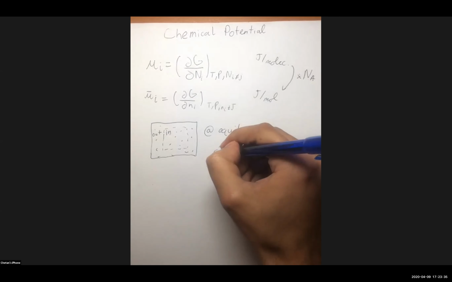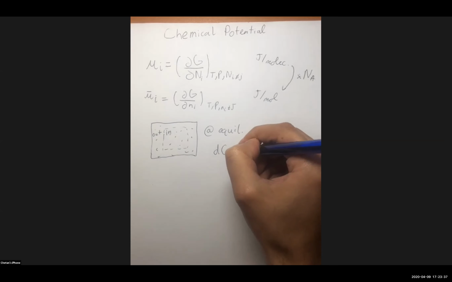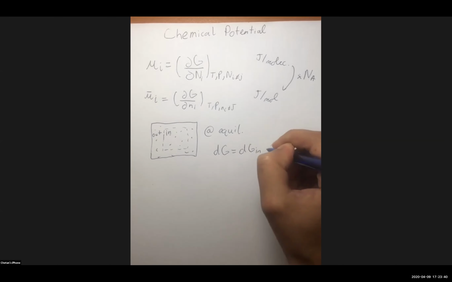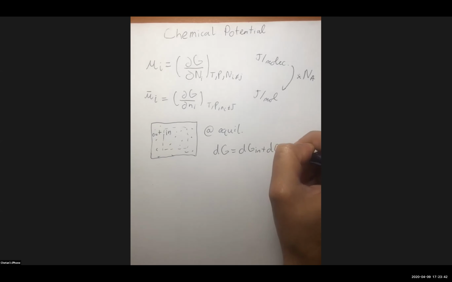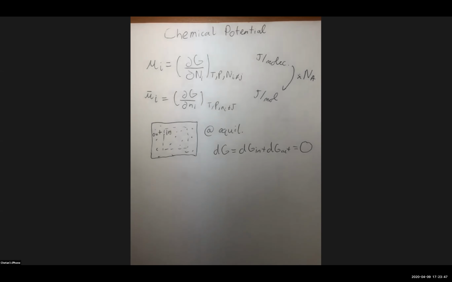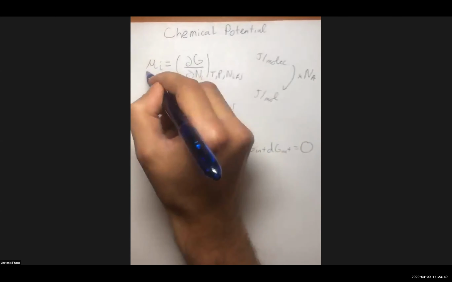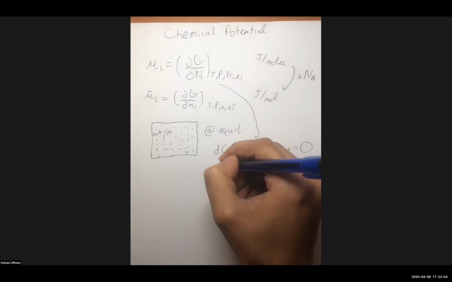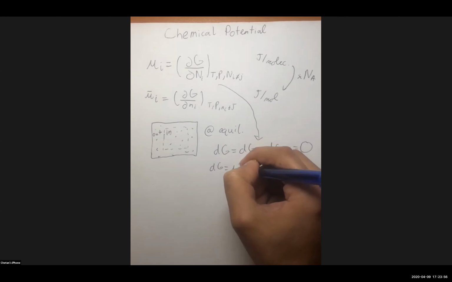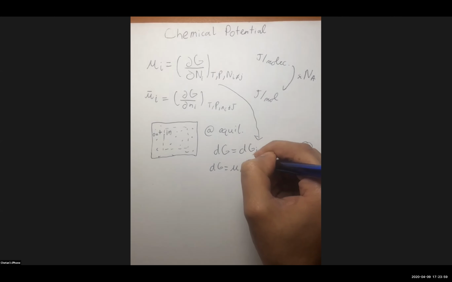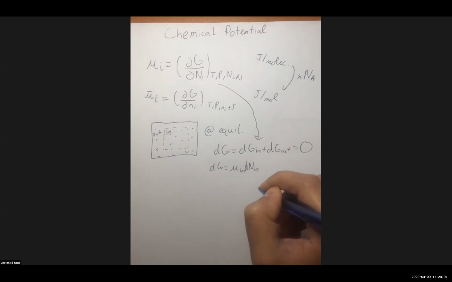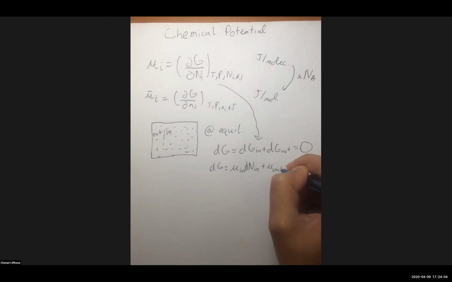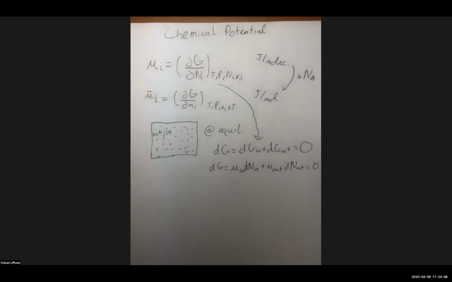So we can write the total free energy change as the sum of the energy change of the inside plus the sum of the outside. And we know at equilibrium, our total free energy change will be equal to 0. Now we can plug in from above, and I'm just going to use molecules for now. Say dG is equal to mu of the inside times the change of number of molecules in the inside plus mu of the outside times change of molecules outside equals 0.